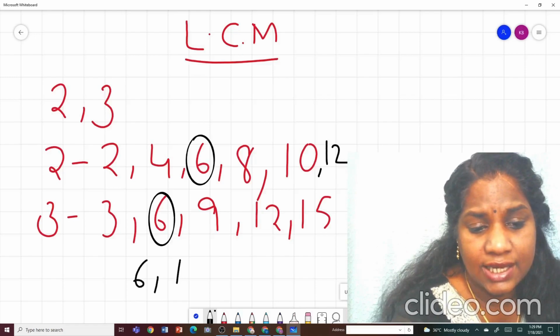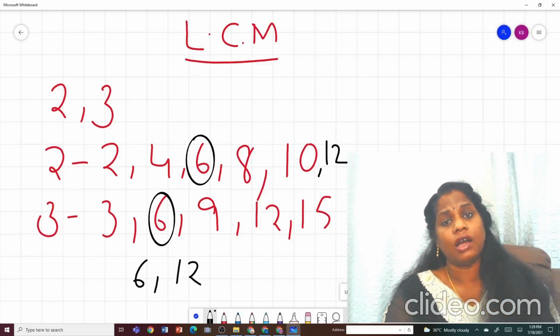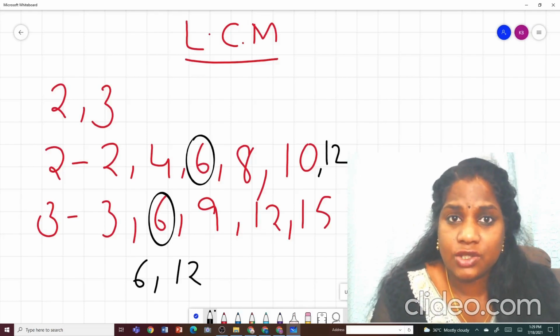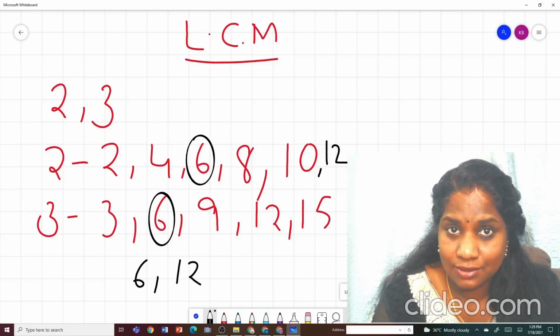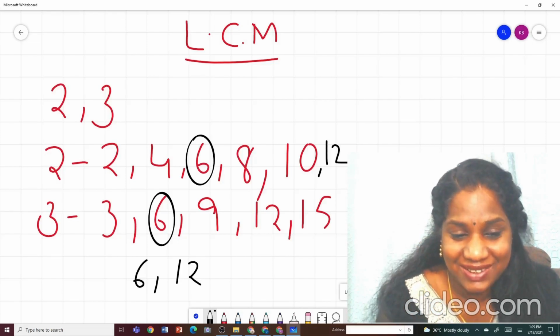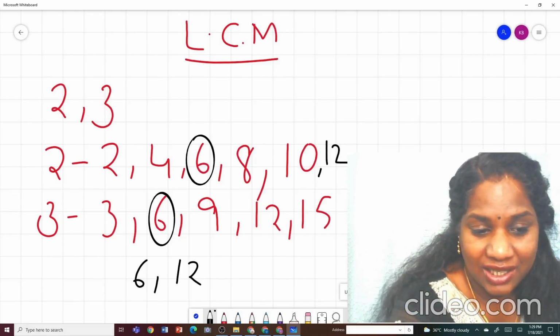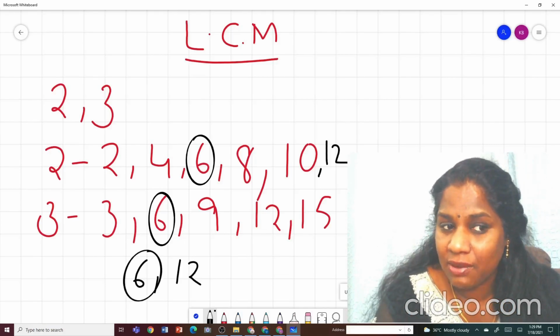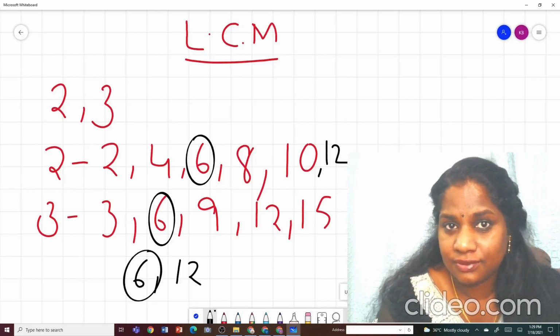So I can see 6 and 12 are common multiples of 2 and 3. But out of these two, which is the least? The least one is 6. So 6 is the LCM of 2 and 3. Clear?